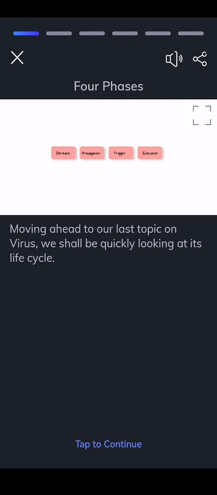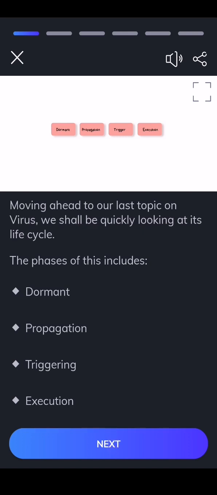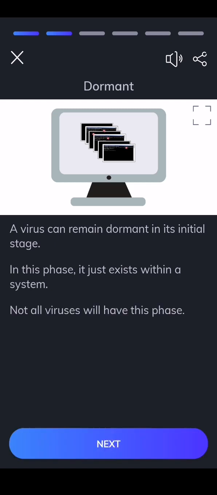Moving ahead to our last topic on virus, we shall be quickly looking at its life cycle. The phases of this include dormant, propagation, triggering, and execution. A virus can remain dormant in its initial stage. In this phase, it just exists within a system. Not all viruses will have this phase.